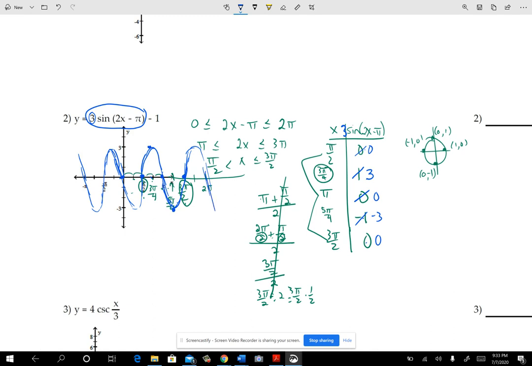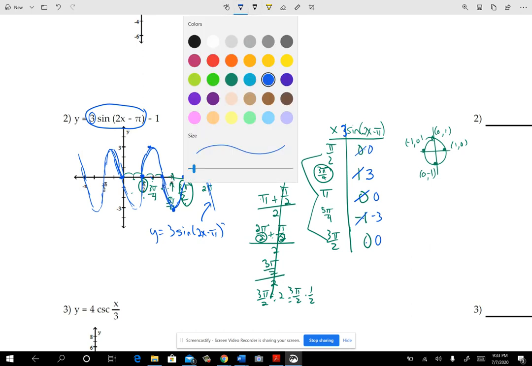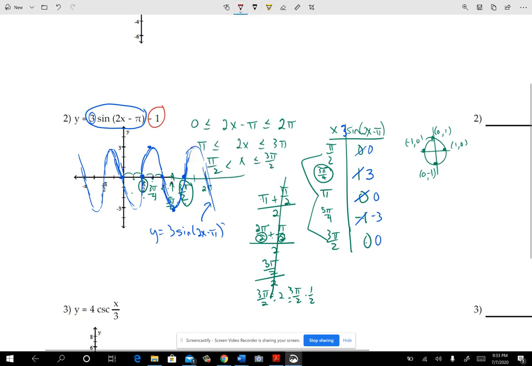Okay? So the blue is not my final answer. The blue is taking into account y equals 3 times the sine of 2x minus pi, all of that. All right, then, do you remember what the -1 does? That's the d, right? This is the amplitude. The b and the c affect the period and the phase shift.